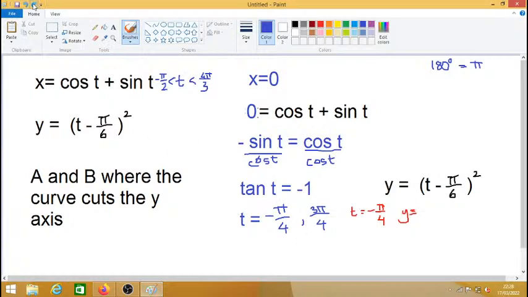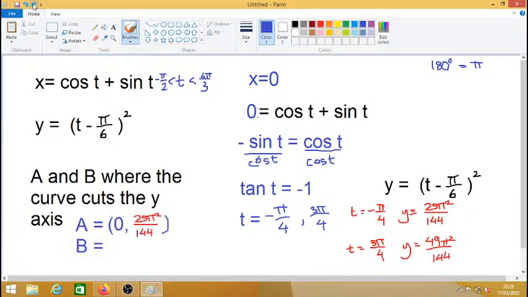And then substitute those t values into the y equation one at a time. Here's the first one going in, then the second one goes in, and that's the coordinates of your 2 points. First point, 0, 25 pi squared over 144. Second point is 0, 49 pi squared over 144. Join me for more on parametric equations.